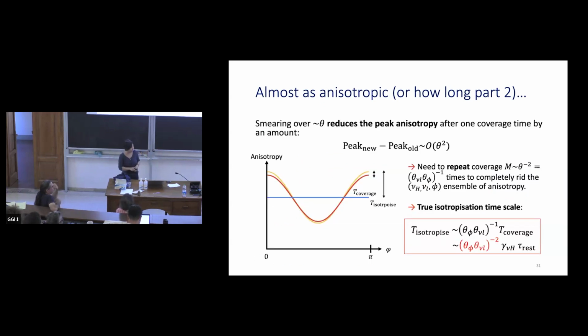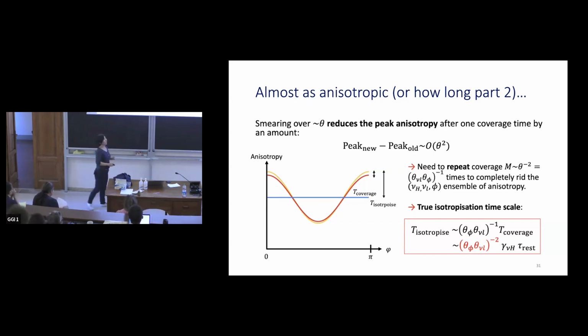Okay, so here's a picture illustrating what's happening. If I look at the initial anisotropy, so here's the quadrupole anisotropy, the yellow line is the initial state. Then after one coverage time, what would happen is that you'll bring it down to the red line, okay? And the amount of loss of the anisotropy is of order theta squared, okay? That's easy to calculate. You just take the initial anisotropy, smear it over an opening angle of theta. This is the result that you would get.